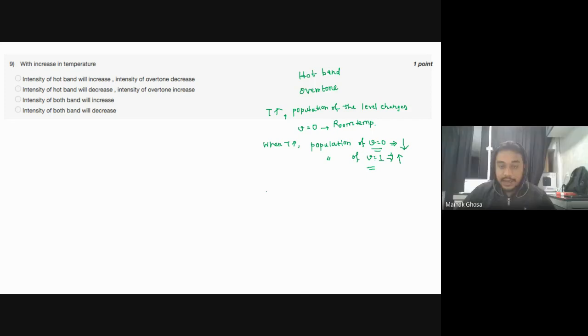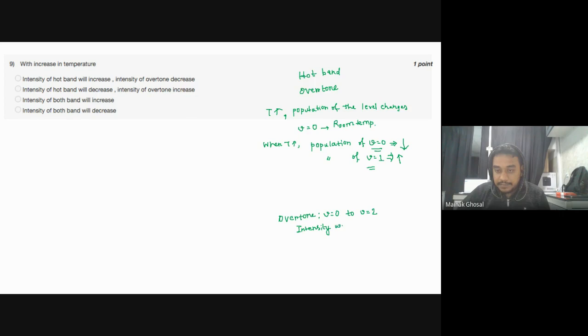Now, you know, this overtone is the transition from which level? V equal to 0 to V equals to 2. Suppose I am taking V equal to 0 to V equal to 2; 3, 4, anything will be possible. For the simple case, I'm just saying that overtone is a transition from V equals to 0 to V equals to 2 state. So what will happen? Since with increase of temperature the population of your V equals to 0 level will decrease, what will happen to the intensity of the overtone?